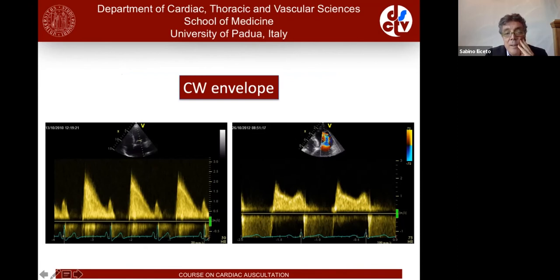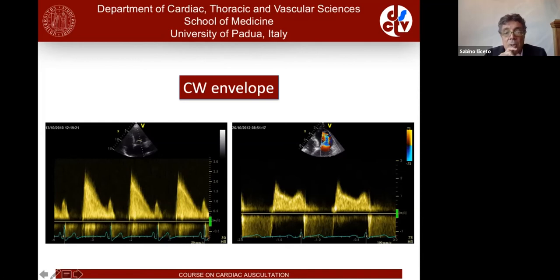And here you have two examples. In both cases, atrial contraction is preserved. So these are patients with mitral stenosis still in sinus rhythm. But here the velocity rapidly decreases, and here the velocity decreases slowly. So this is an expression of more severe mitral stenosis than this one.